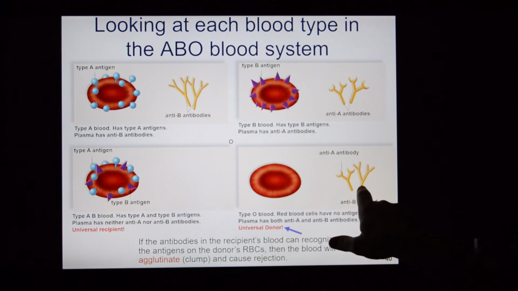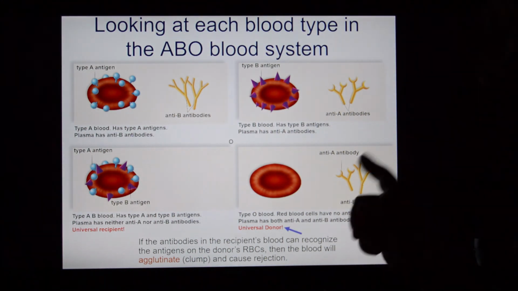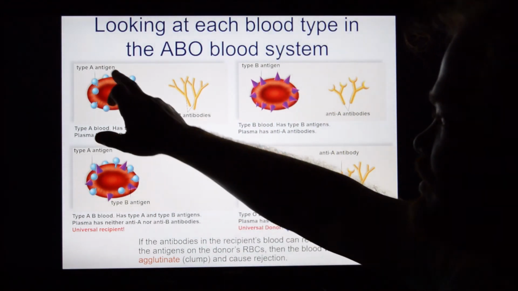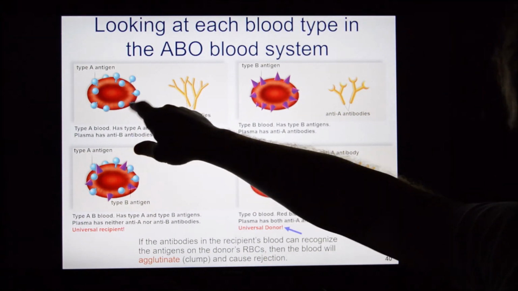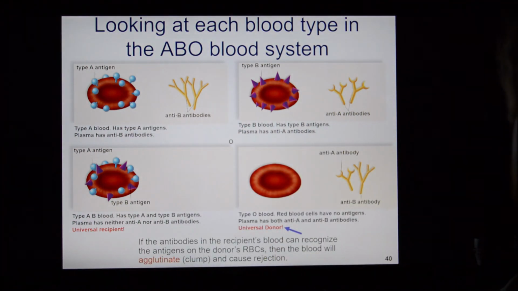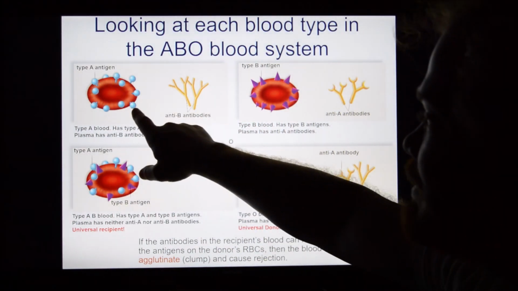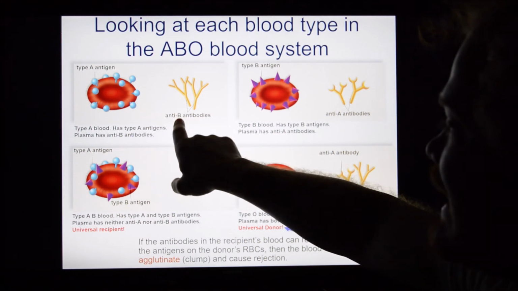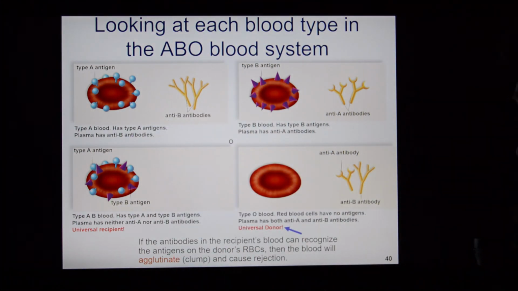Okay? Now, I would invite you to rewind and watch that like 2 or 3 times so that you understand that antigens are markers on the outside of cells. Antibodies can be made in response to these markers to destroy foreign cells. If I'm type A, that means I have type A antigens. If I'm ever exposed to type B antigens, I will make antibodies against it so I can destroy them.